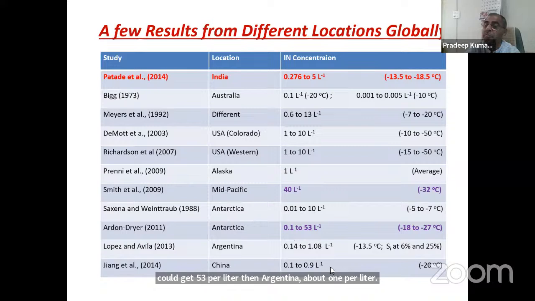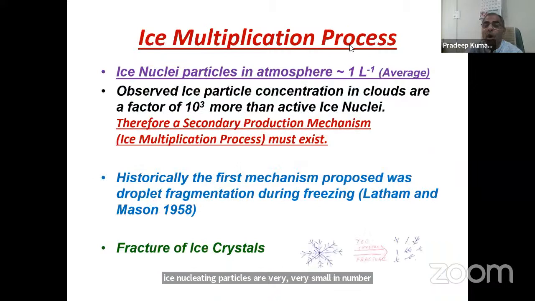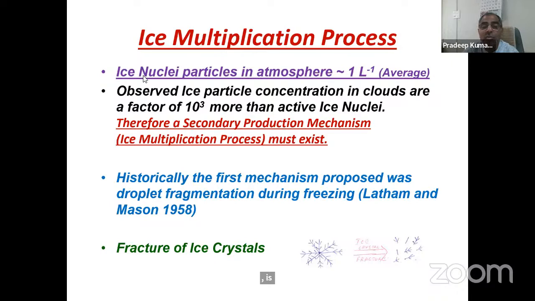So if you look at these results globally, the ice nucleating particles are very, very small in number on an average, 1 per liter of air. But a CCN you are getting is about 10 to the power of 6. But there is a mismatch. The mismatch is when you look at the observed ice particle concentration in the clouds, they are about 10 to the power of 3 more than an INP.